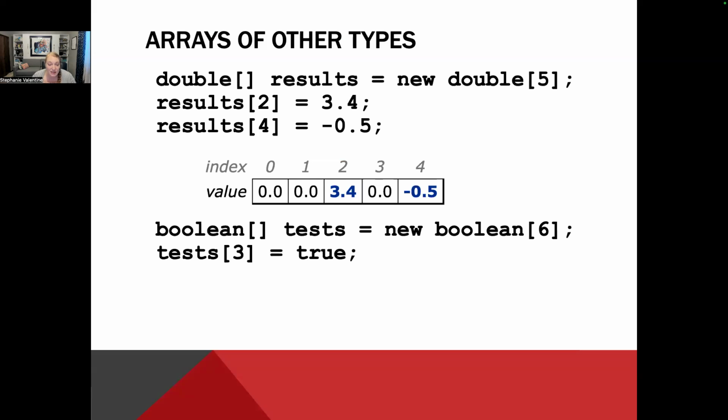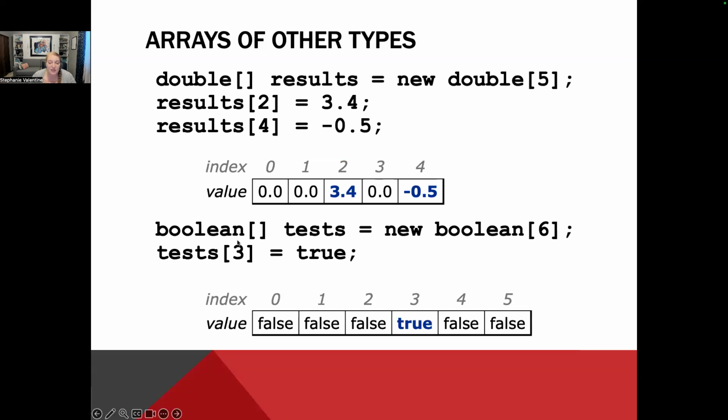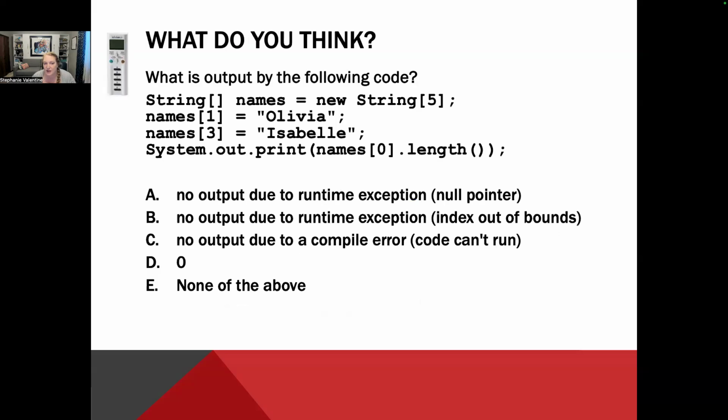You can have Booleans, and it would look something like this. We create new Booleans. They all default to false. We set tests at index 3 to true, and it is going to look like this. Okay, take a second. Think about this question. What is going to be output by the following code?